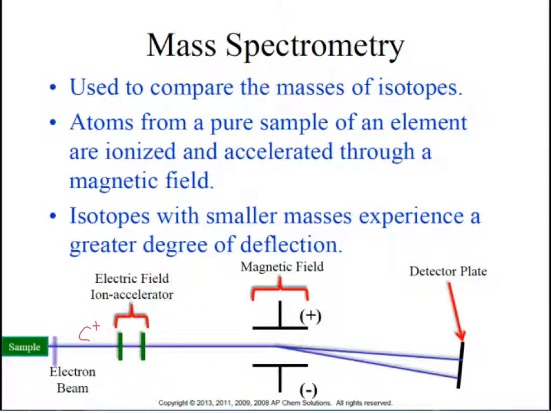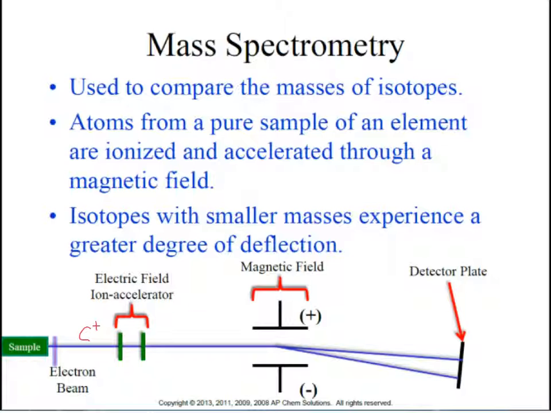Now, think about this. If we've got a really heavy element that goes through here, how much is it going to deflect? Think about a bus. A bus is driving past you and you give it a push. How much is that bus going to deflect from its original course? Not very much. Why? Because it's massive. Then think about a 2-year-old running past you and you give it a push. How far is that 2-year-old going to stray from its course? Pretty far. Why? Because it's lighter.